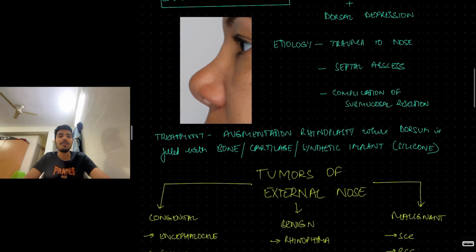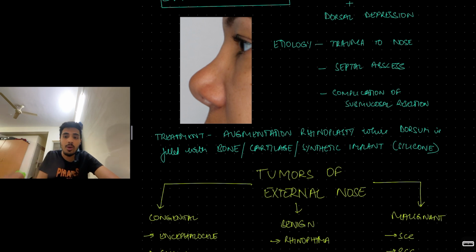Etiology, it can be trauma to the nose. It can be any septal abscess that causes necrosis of the septal cartilage. There's an abscess in the septal aspect, there's an infection, there's a bilateral infection on both sides of the septum, there's a swelling, there's pus, so that can cause necrosis of the septal cartilage, and therefore the support to the dorsum is gone, so depression.